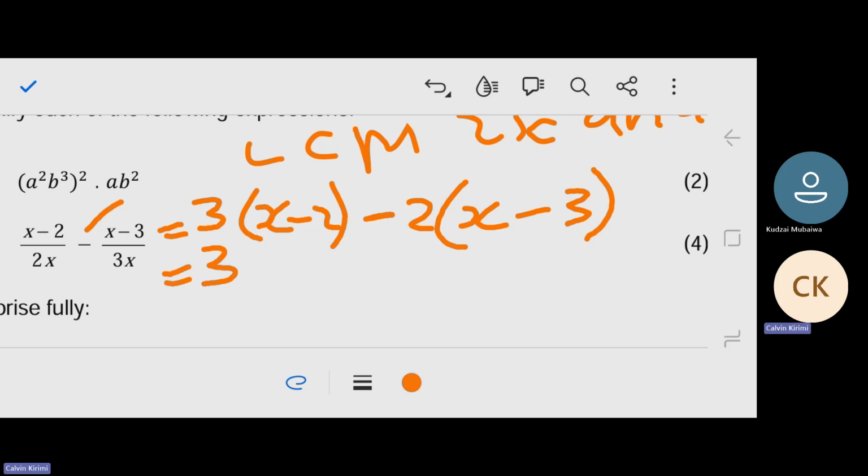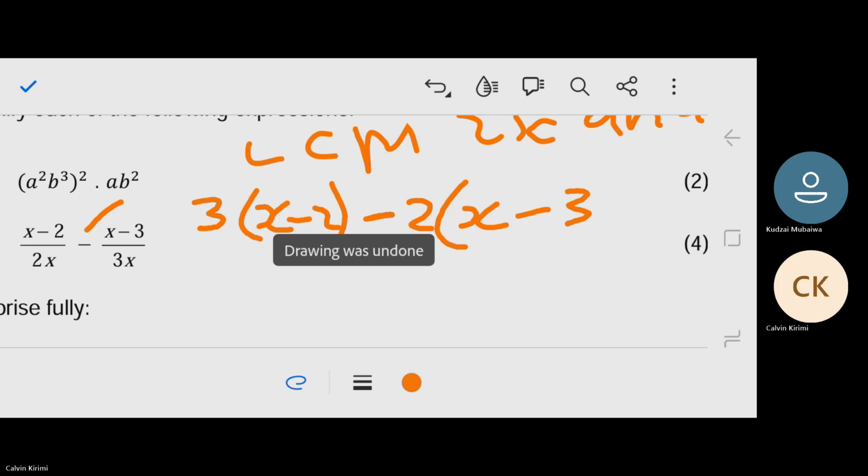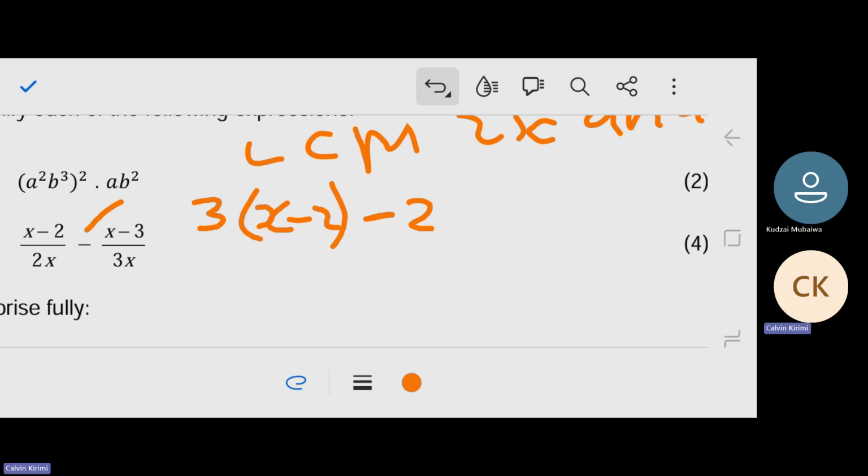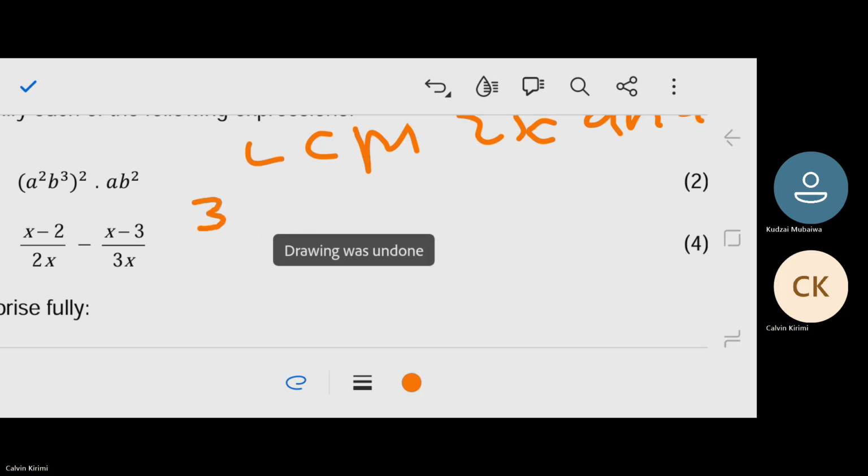Oh, sorry, this one is not an equation. It's not an equation, so you can't multiply by 6x. But if it was equal to 0, then it would be correct. So this one, we are supposed to simplify, find the LCM, which is 6x. So the LCM is 6x, and we do it as a fraction.